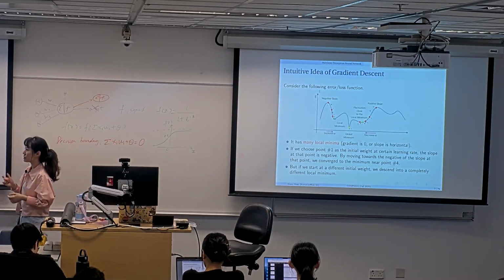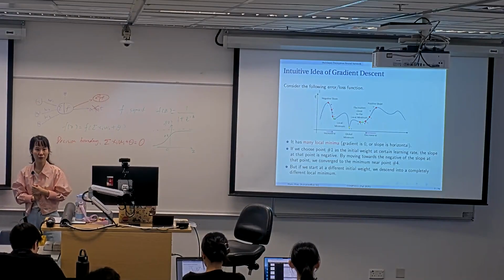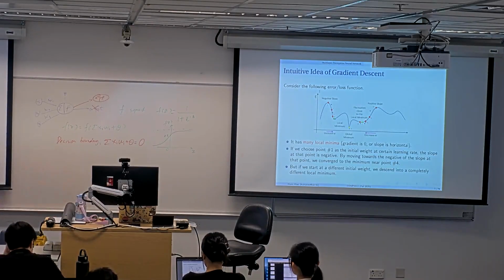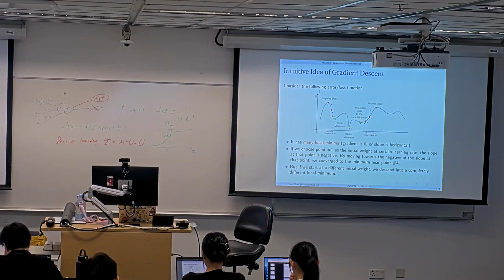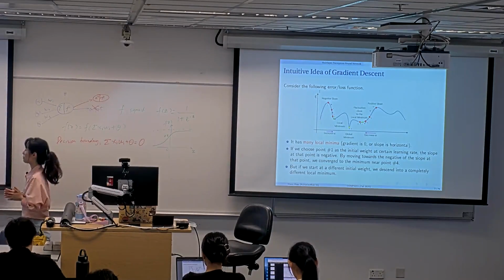But of course, there is only one global minimum. The global minimum is here, the 0.5. Global minimum means that if we look at the entire function, this point takes the minimum value. That is called the global minimum. We only have one global minimum, but many local minima.